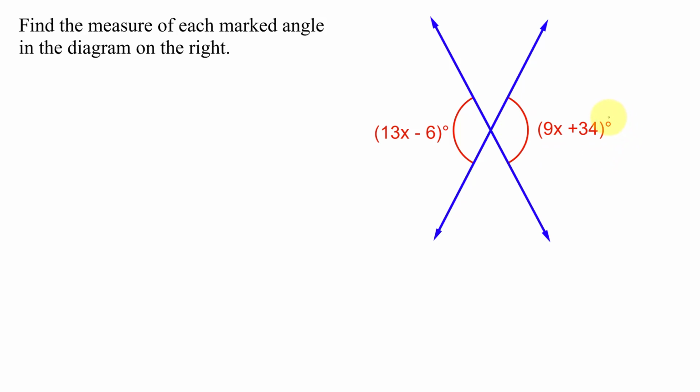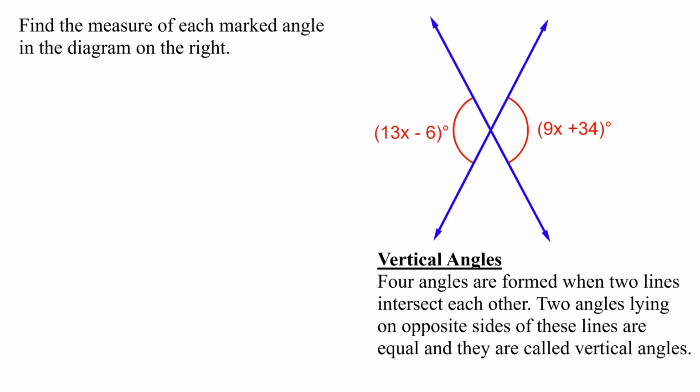Hopefully you remember from geometry, when you have two lines that intersect at a point, they form vertical angles. So reviewing, four angles are formed when two lines intersect each other. So I have 1, 2, 3, 4 angles. Two angles lying on opposite sides of these lines are equal, and they are called vertical angles.